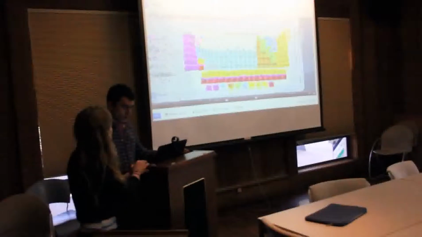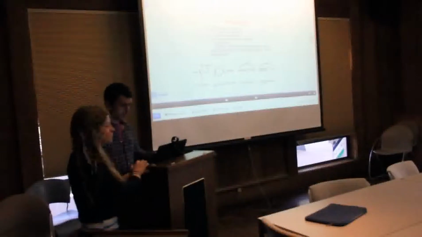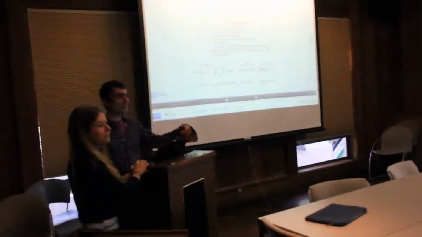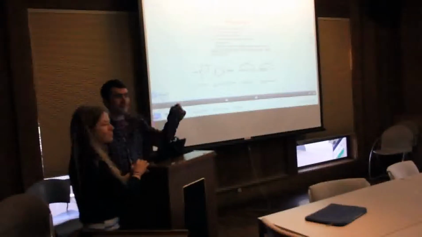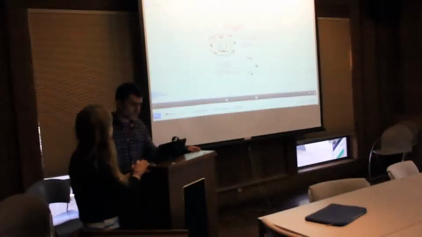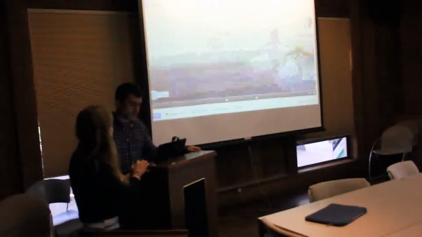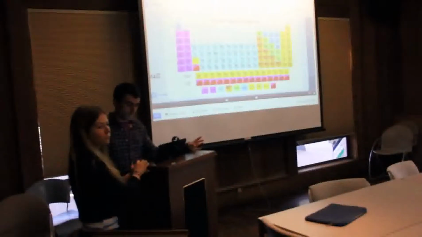So who remembers why we're not made of silicon? Yeah. It's not readily available. That's good. There's another reason too. Marlena. It's too big. Yeah. And how many valence electrons does silicon have going around its outer shell? 4.